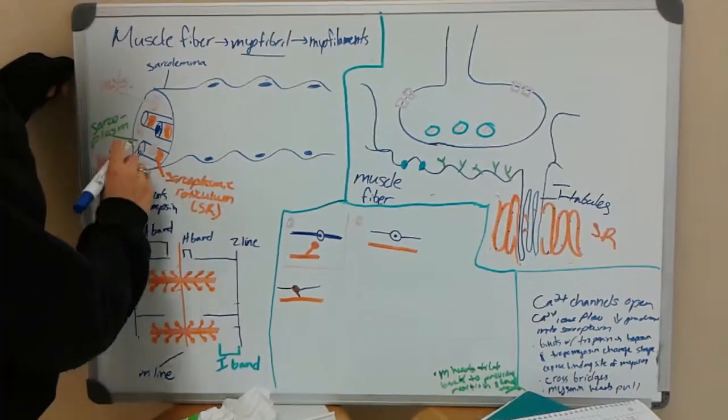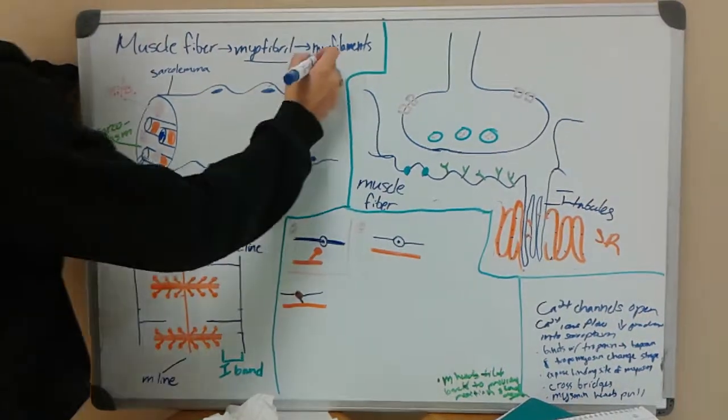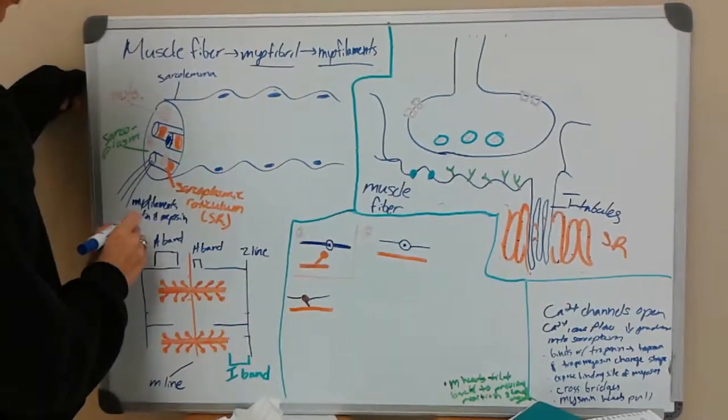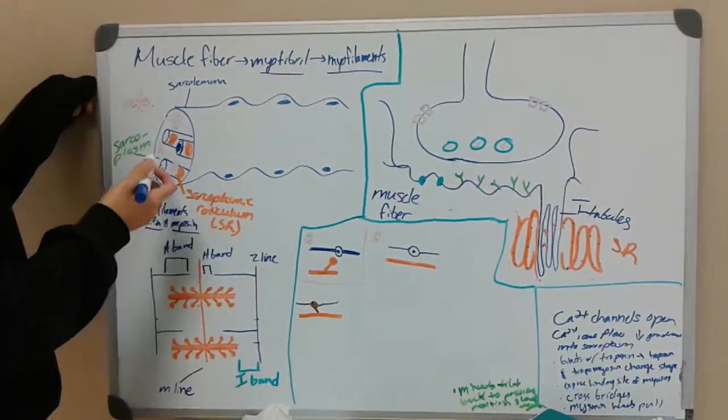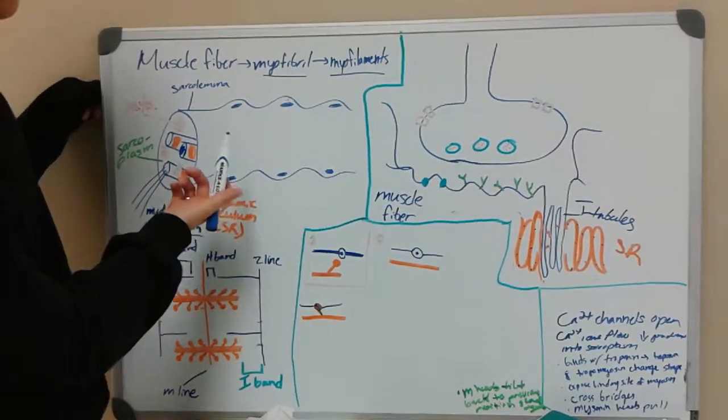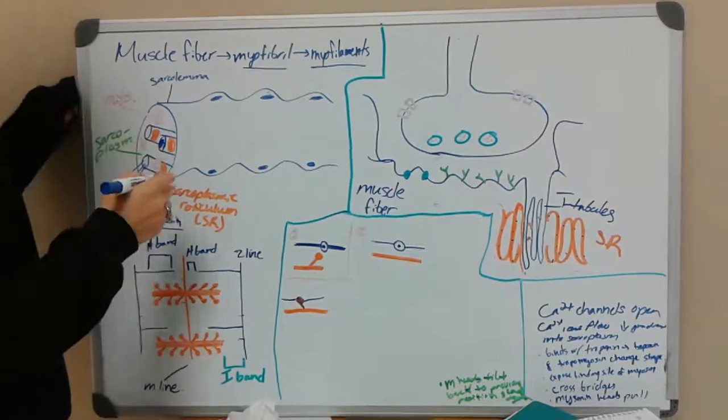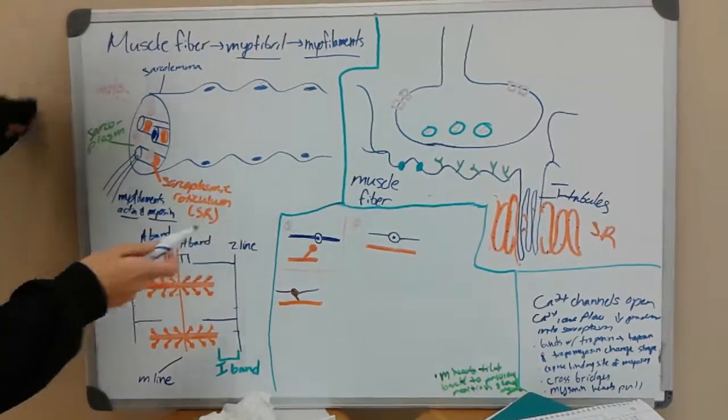And then you have myofilaments, which are made up of actin and myosin. Within the muscle fiber you have sarcoplasm, which is the equivalent of the cytoplasm. And then you also have many mitochondria to produce ATP.